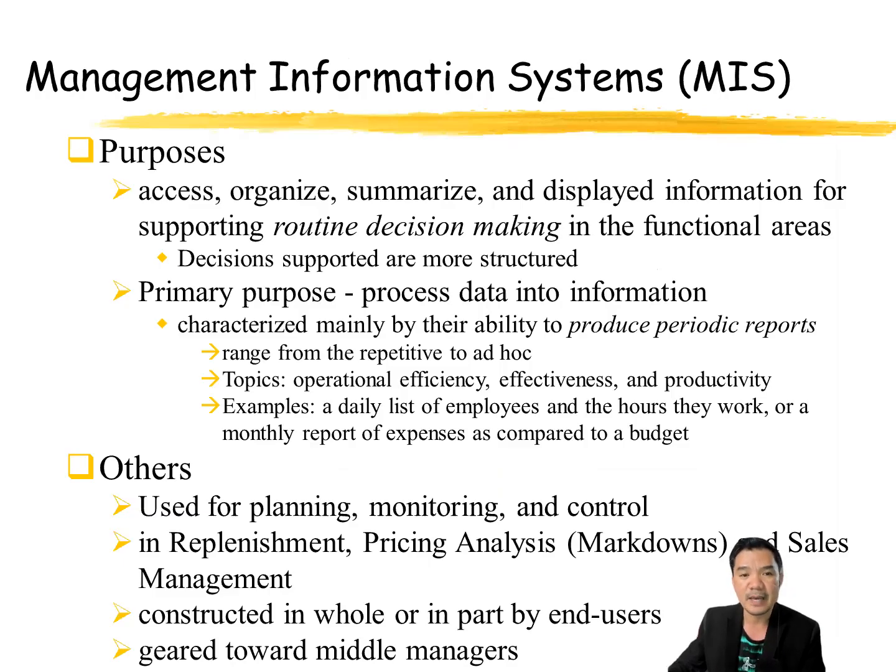The next topic is the management information system. Basically, what I've learned before is that management information systems are actually management reporting systems. If you look at the process before, it is sometimes similar to a reporting system which summarizes data from the transaction processing system. So the primary purpose here is to access, organize, summarize, and display information for supporting routine decision making in the functional areas. Decisions supported are more structured.